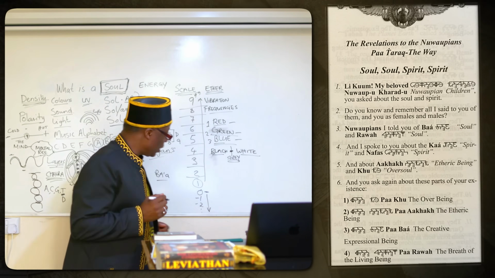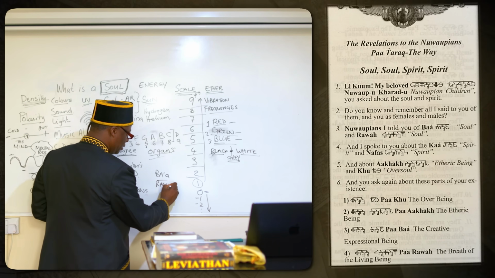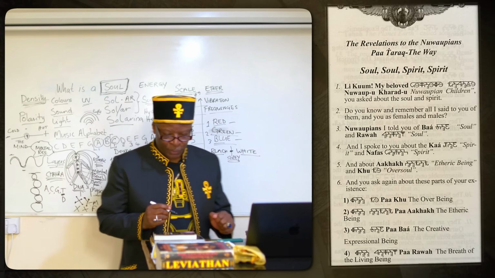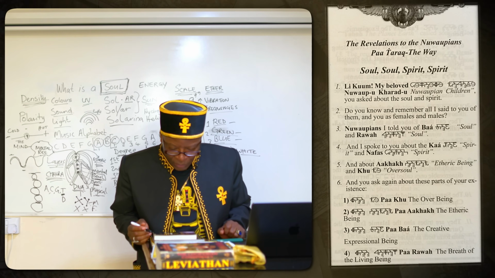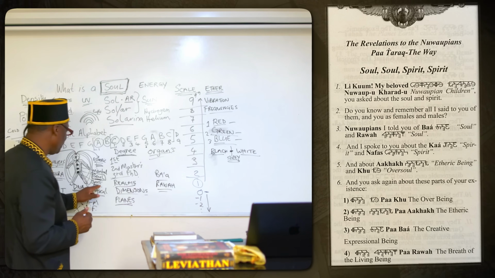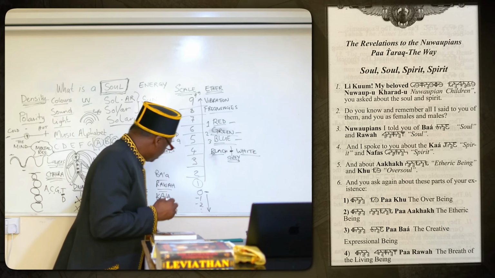Now, the other one is Rawa, which you can again find in the religious books, or they say Ruha, right, which deals with the breath. So he says, I spoke to you about the Ka'a. So when we're dealing with the spirit now, we're dealing with the Ka'a or the Nafas or Nafish.